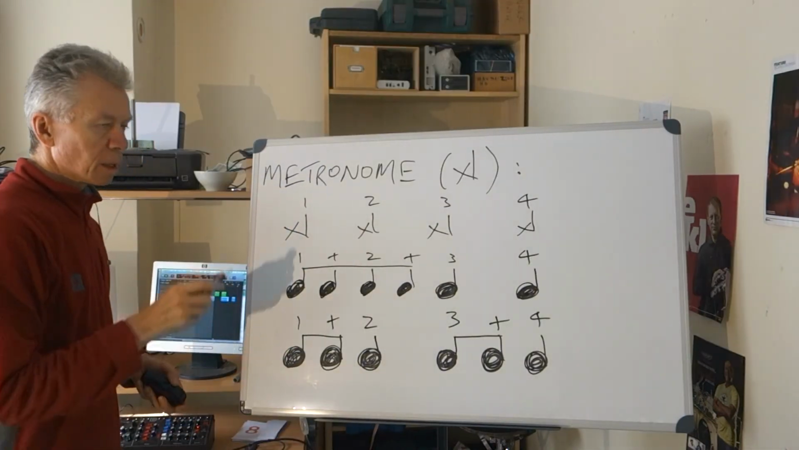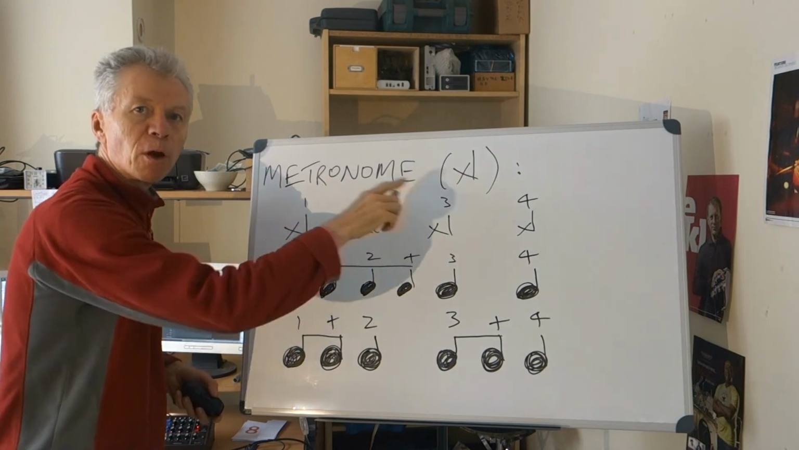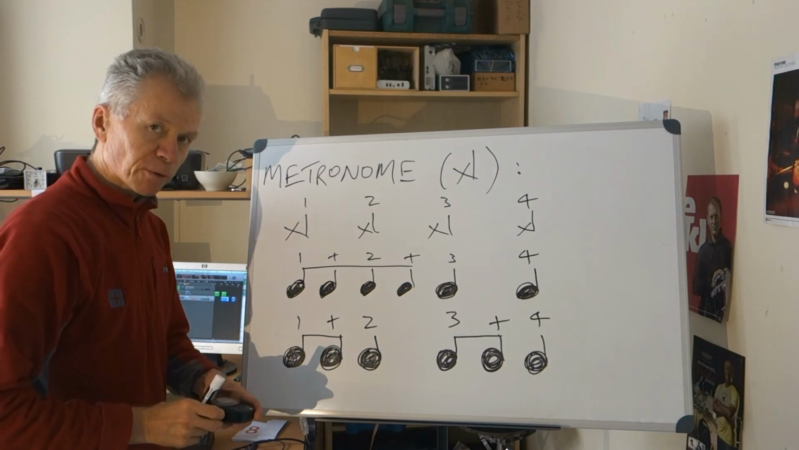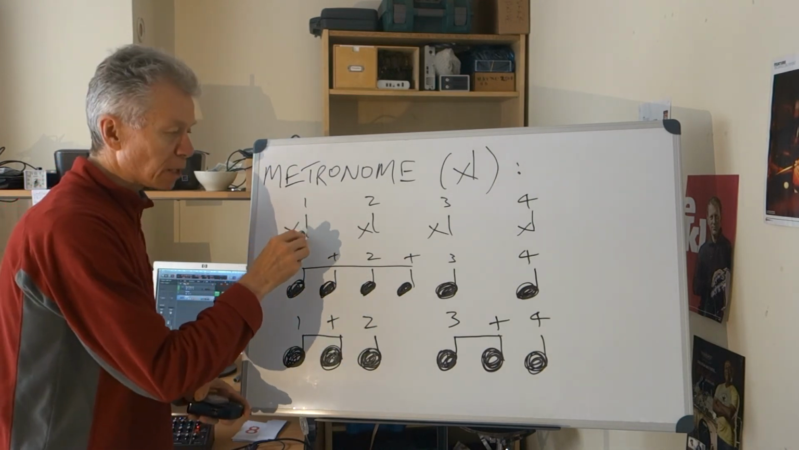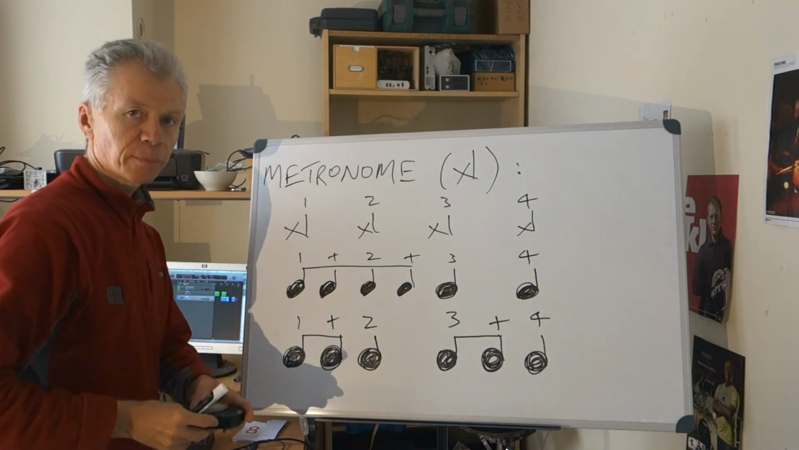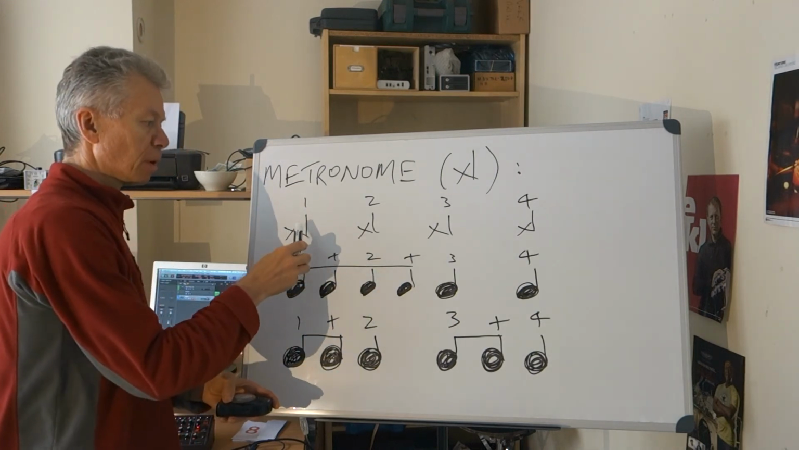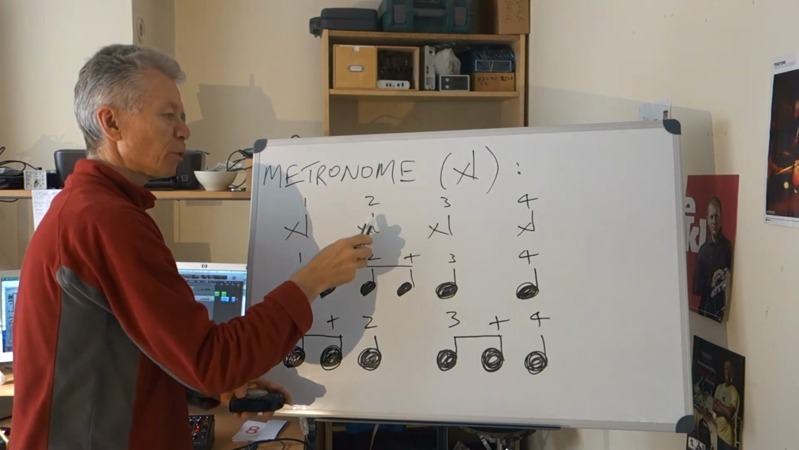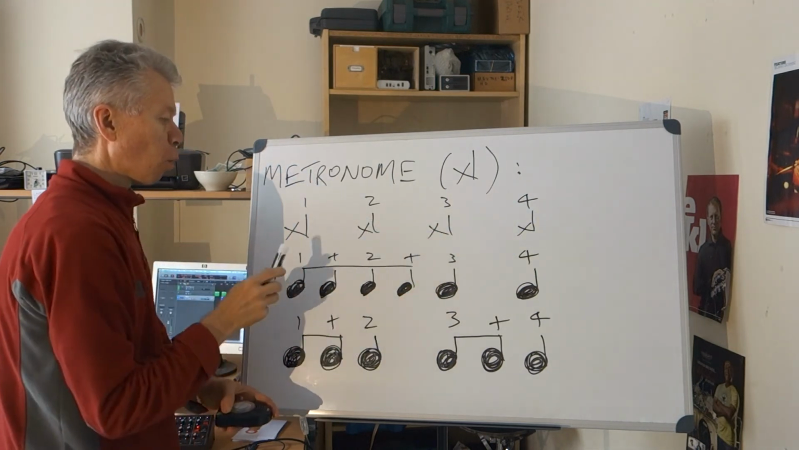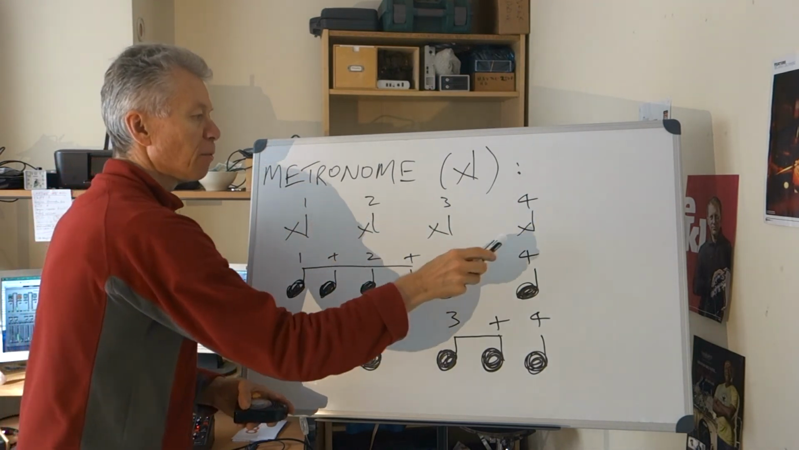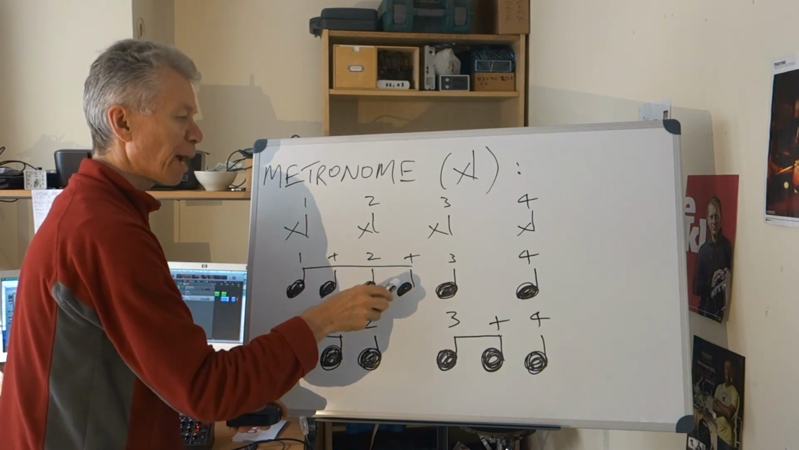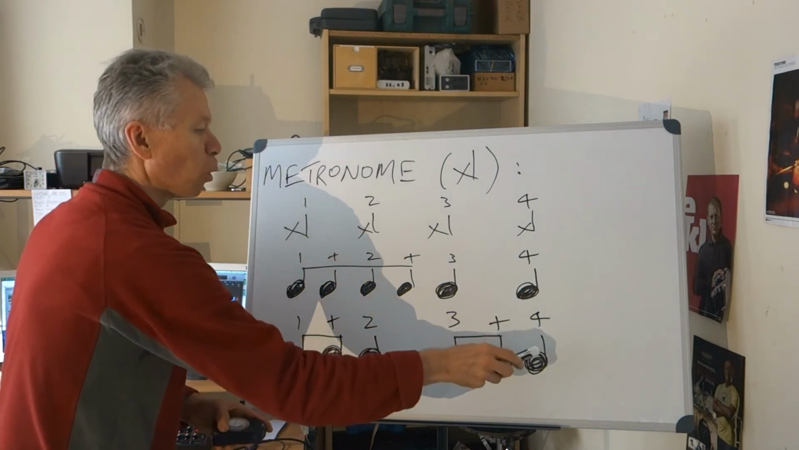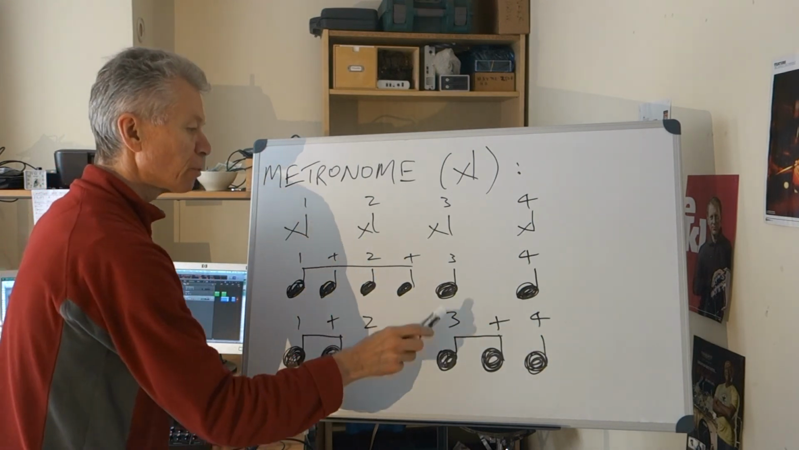Okay, this shows how the metronome relates to the two patterns. I'm going to put the metronome on, and the metronome is represented by these crosses. 1, 2, 3, 4. 1, 2, 3, 4. 1 and 2 and 3, 4. 1 and 2 and 3, 4. 1 and 2, 3 and 4. 1 and 2, 3 and 4.